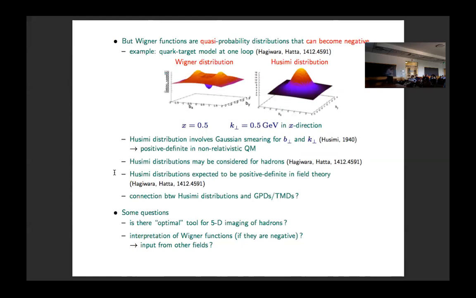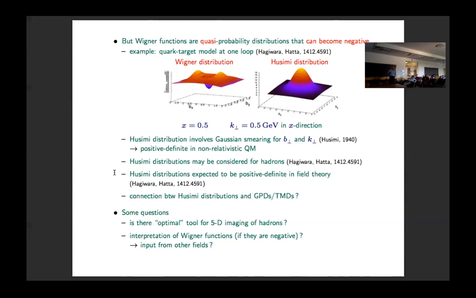So you can also get zero. So they propose to work with this object. In field theory, there's an expectation that it's also positive definite. My understanding is that presently we don't have a formal proof. On the other hand, we don't have a counterexample either. One criticism that one can make is that because of the Gaussian smearing, the relation between the Lucini distribution and GTMDs and TMDs is less direct than what we have from the Wigner distribution. But one could also go in more detail in the discussion about that.